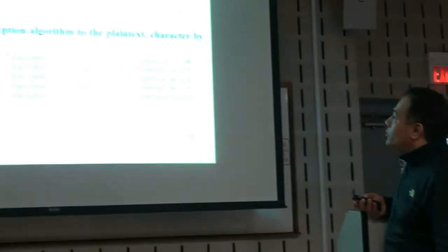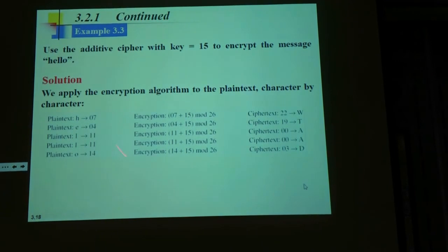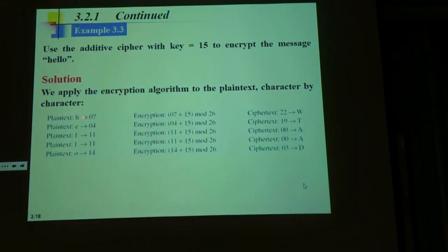Okay, so here we use the additive cipher with key 15 to encrypt. You have H, which is 07. When you encrypt it, 07 plus 15 mod 26 gives you 22, so it becomes W. So for every H you send W, for every E you send T, for every L you send A. You see, LL becomes AA, which is not good because it repeats. Alright, simple encryption.